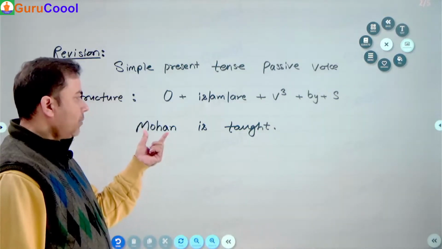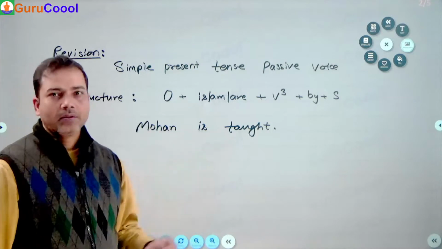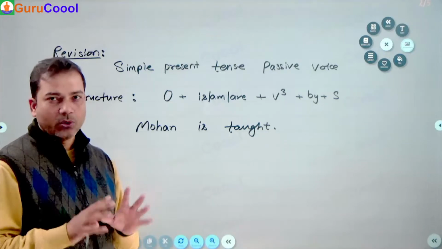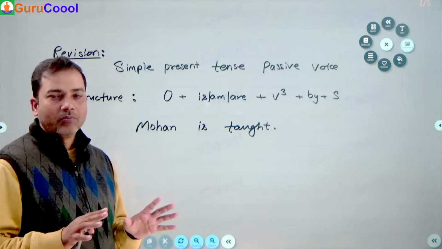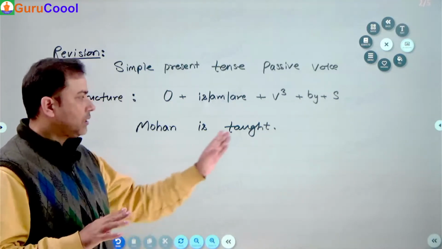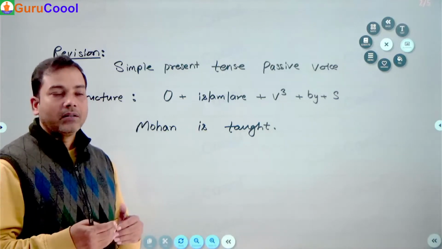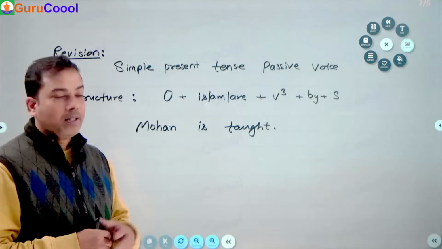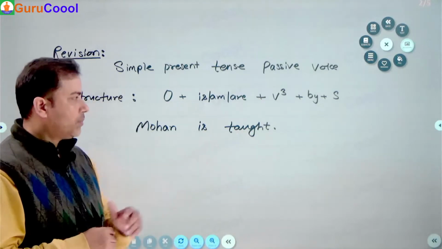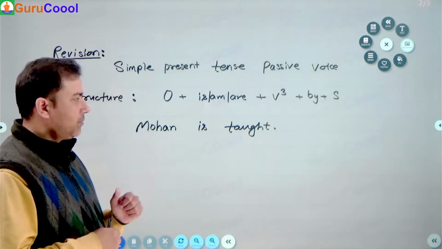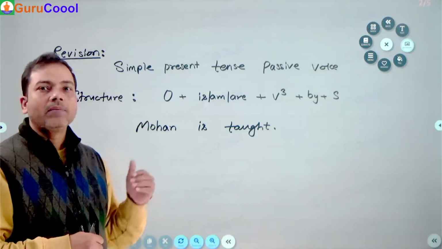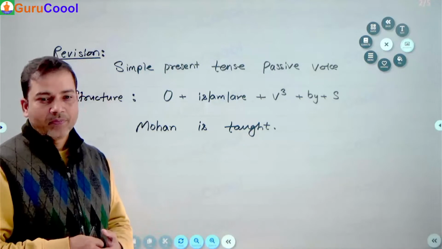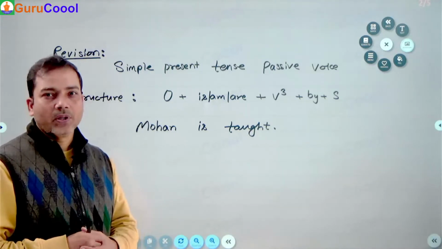See, this is the object. Mohan is taught means Mohan is the object. Mohan is not doing anything. Mohan is not teaching. The action has been done by someone else. That is not mentioned. Only the object is there. If you want, you have the choice to mention the subject, but it is not necessary to mention. This is what happens in passive voice.